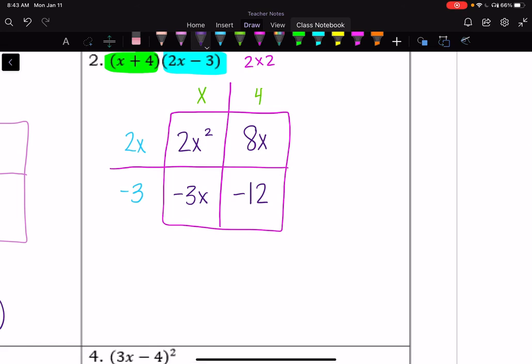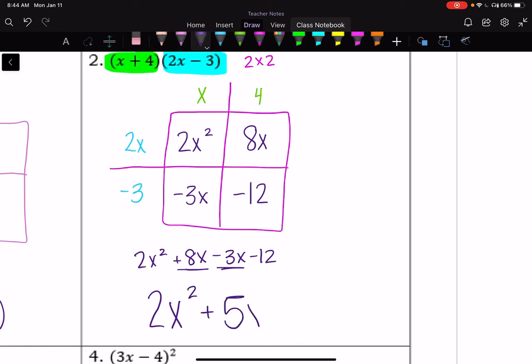Again, I'm going to take my terms out of the box and write it in standard form. When you pull it out, the majority of the time you are going to have 2 terms that need to be combined together since they are like terms. In this case, that is 8x and negative 3x. When those are combined together, I get 5x, plug that in to get my final answer of 2x squared plus 5x minus 12.